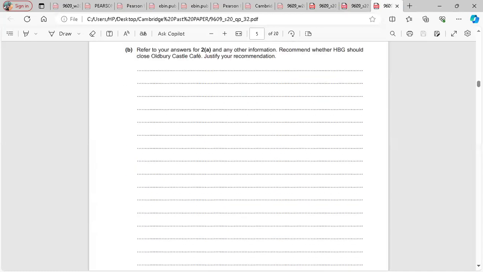Now this says refer to your answers for 2A and any other information. Recommend whether HBG should close Oldbury Castle Cafe or not. So I have to go back to the cafe and find out whether it made a profit or loss. To calculate profit, it is total revenue minus total cost. To calculate loss, also total revenue minus total cost. It is a loss when your total revenue is less than your total cost.